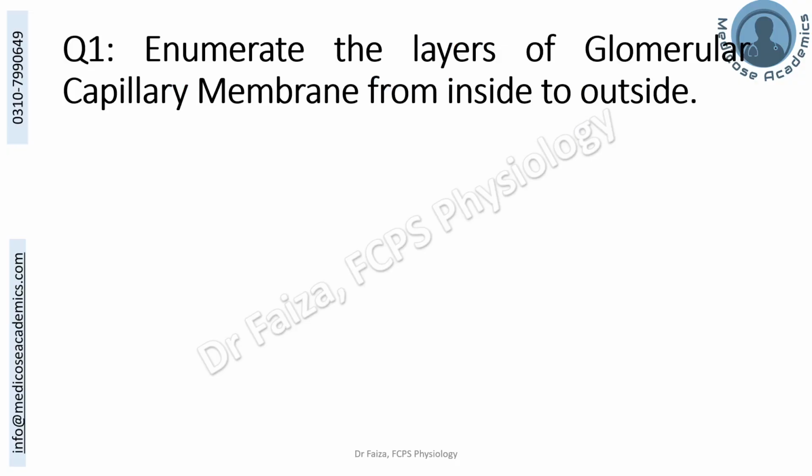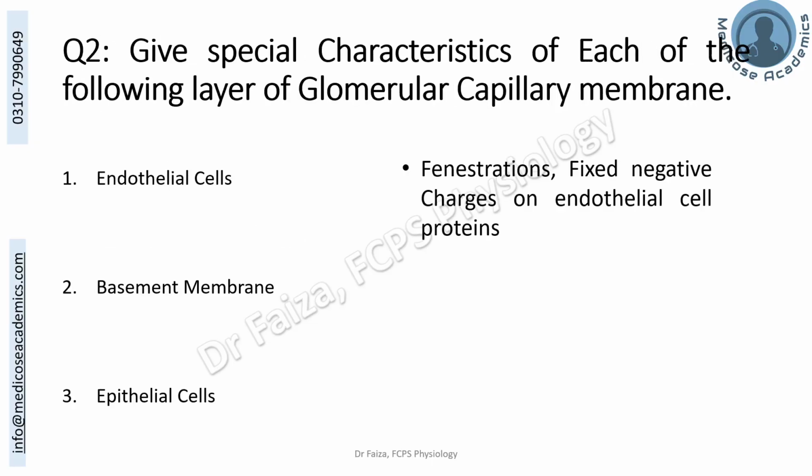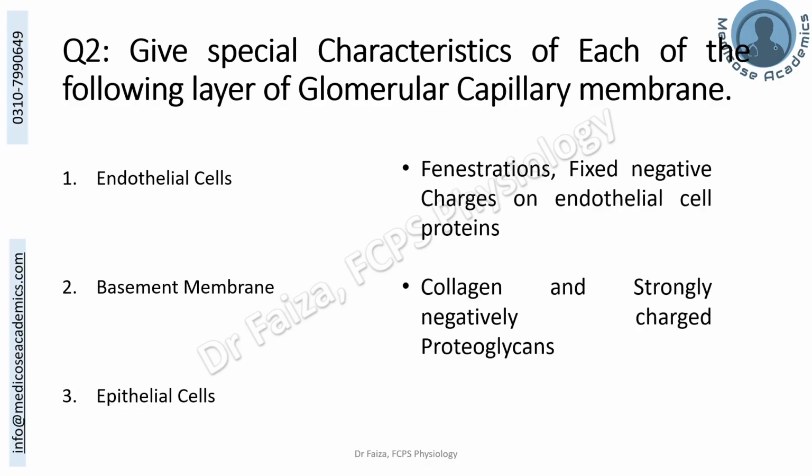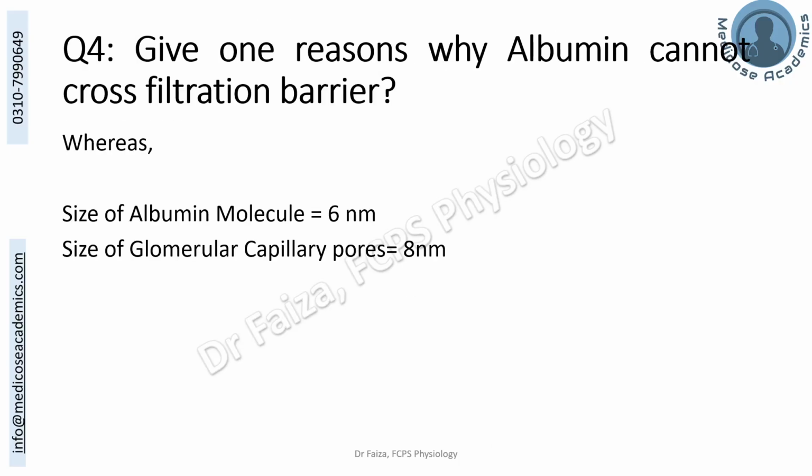Layers of the glomerular capillary membrane from inside to the outside. Can you now recall? Endothelial cells, basement membrane, and the epithelial cells, that is podocytes. Special characteristics: fenestrations, negatively charged collagen, and podocytes with negatively charged slit pores. Significance we have discussed. I hope now you can arrange these substances by their filterability across the glomerular capillary membrane. Just remember the rule that filterability is inversely proportional to the molecular weight.